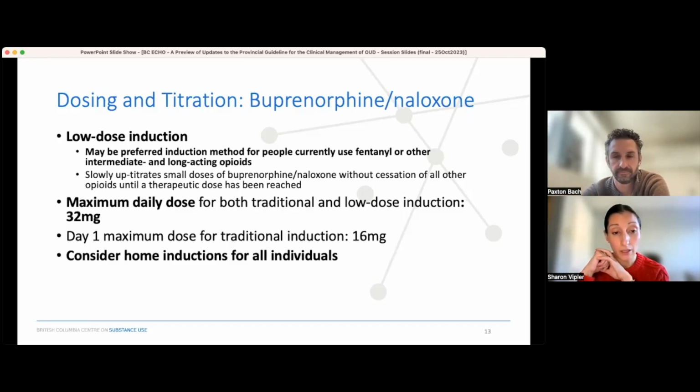The other change that you'll notice from a guideline perspective is that the day one maximum dose for a traditional induction has been changed from 12 milligrams to 16 milligrams. Of course, in the inpatient setting, many of you might be seeing practices that exceed that, but this is guideline based in the outpatient setting. And also this move to encourage people to consider home inductions for any individual who meets take-home dosing criteria. So to really explore the different areas and the areas in where people may feel best supported to engage in these inductions.